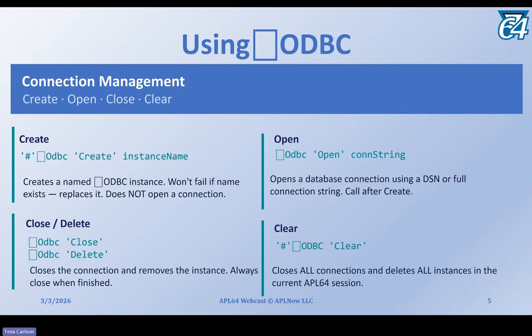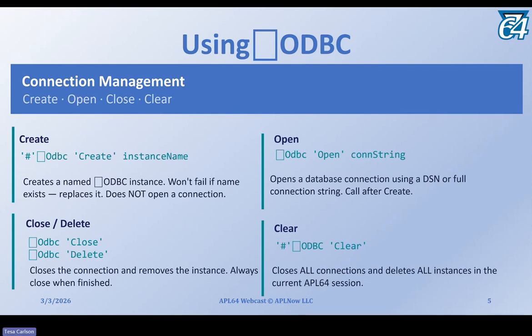The create action will not fail if the named instance already exists. The create action will close and delete a pre-existing instance with the same name. The create action for a particular ODBC database is generally used once in an APL64 instance. The create action does not open a connection to an ODBC database. You'll use the open action for that purpose. The result of a successful create action is a text vector containing the Quad ODBC instance name.